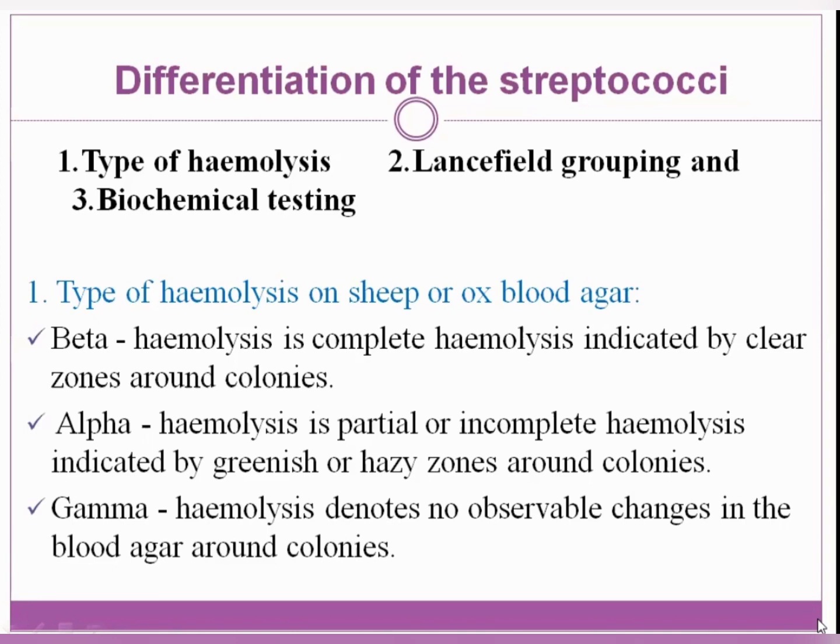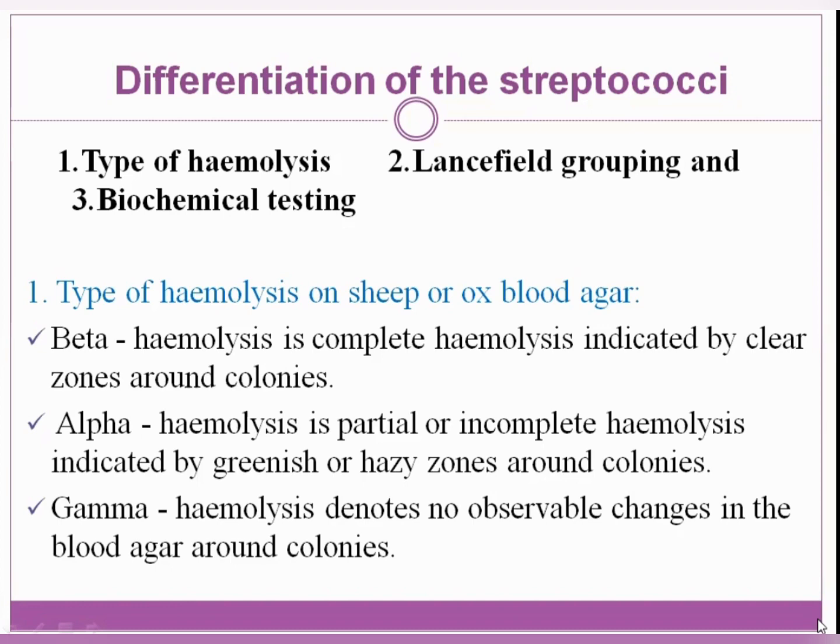First, we discuss the type of hemolysis on sheep or ox blood agar. For differentiation of the different species, we can use sheep or ox blood agar. On sheep or ox blood agar, some species produce beta hemolysis, which is complete hemolysis indicated by a clear zone around the colonies. So in beta hemolysis, we find a clear zone around the colony.